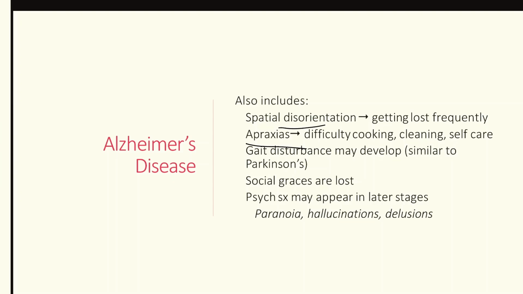Gait disturbances may develop similar to Parkinson's. That's why there's some overlap. They have some gait problems. Social graces are lost, so they start acting out. They'll do inappropriate things because they lose it. Psych symptoms may appear in later stages, paranoia, hallucinations, delusions.